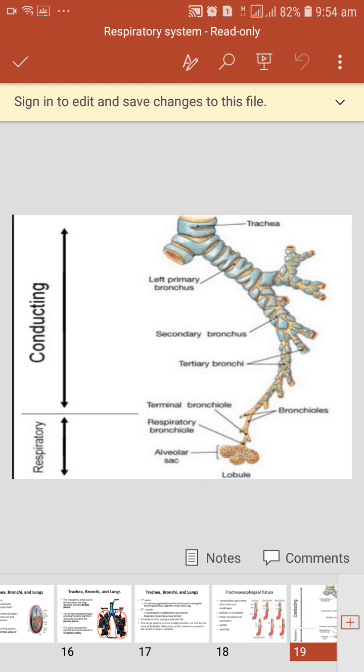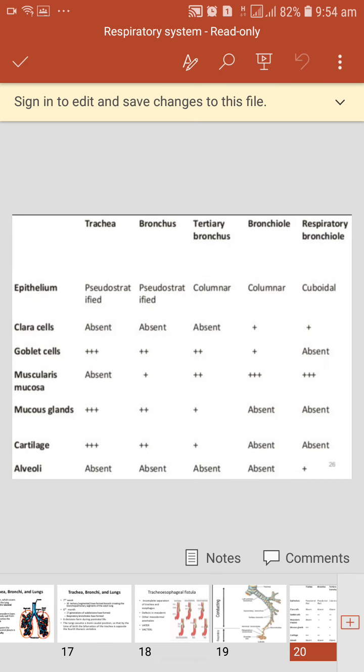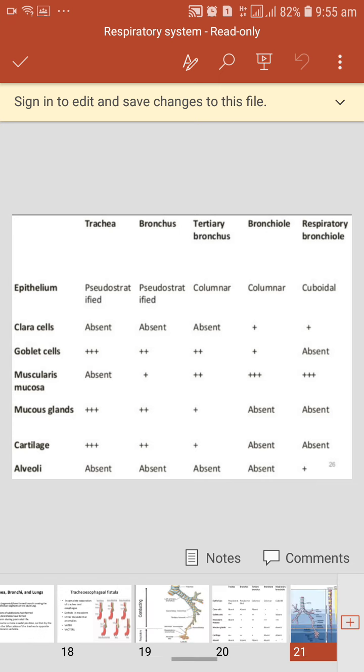As you know, the respiratory system is divided into two parts, the conducting part and the respiratory part. The conducting part is up to the terminal bronchioles, and starting from the respiratory bronchiole, the respiratory part starts. This table shows the different parts of the respiratory system and their histological differences. You will discuss them in detail in histology.